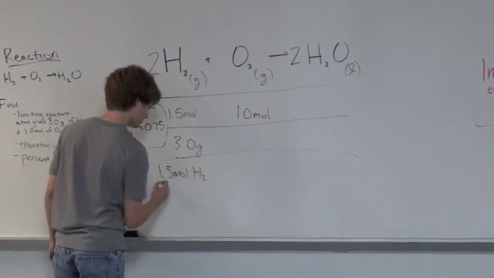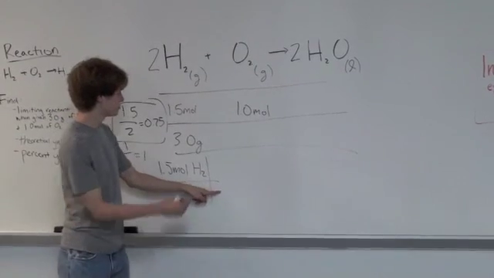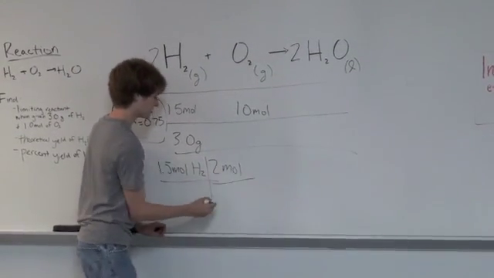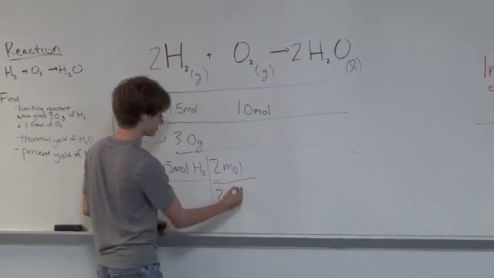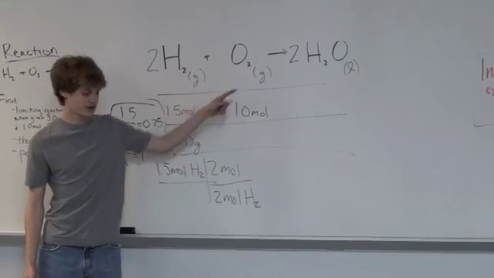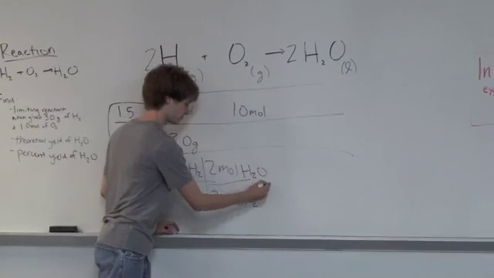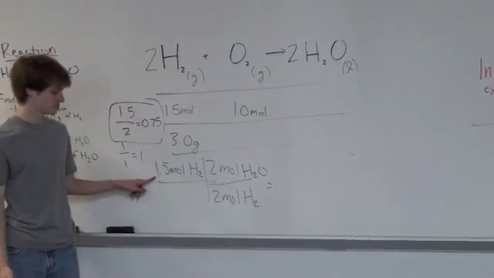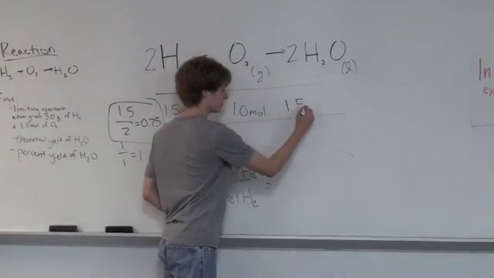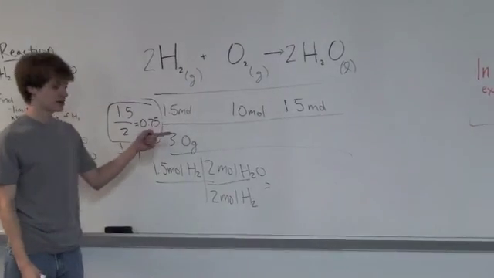So we're going to take 1.5 moles of H2. There's 1.5 moles of H2 for every 2 moles of H2. And we know that there's 2 moles of H2O for every 2 moles of H2. So that leaves us with 1.5 moles of H2O, which gives us the theoretical yield.